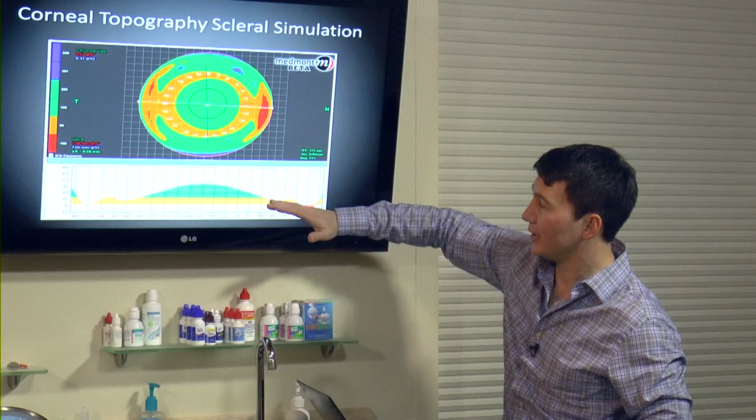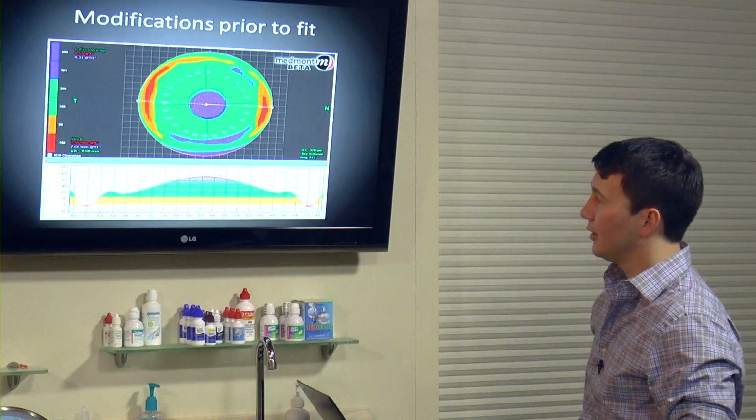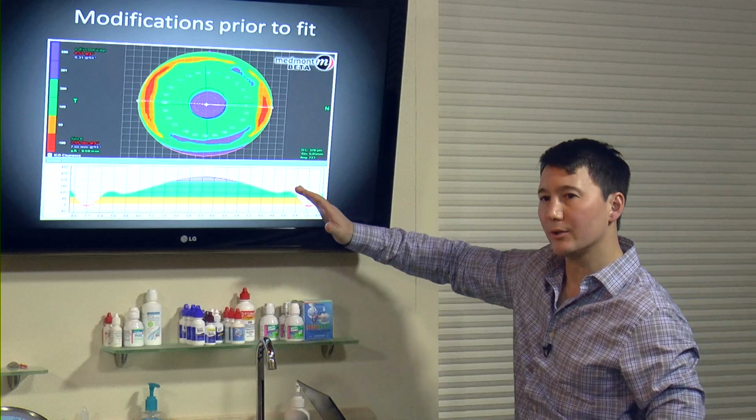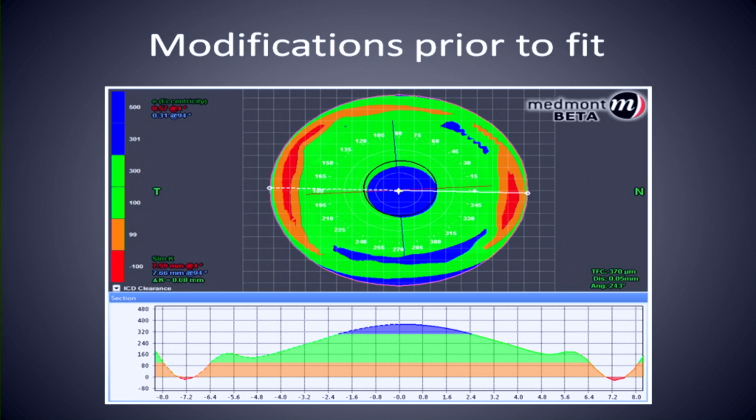So let's modify this fitting out here and put on a lens that would clear the limbus a little more. And so I can see before I've even put on this lens that by making that modification to this zone in the lens, we can now create somewhere in the neighborhood of 160 microns at the limbal junction.